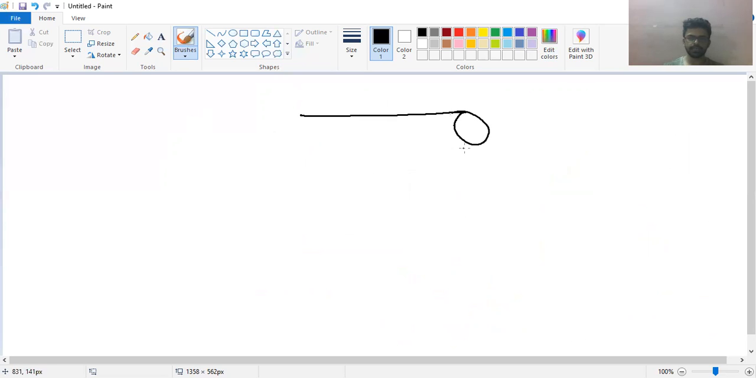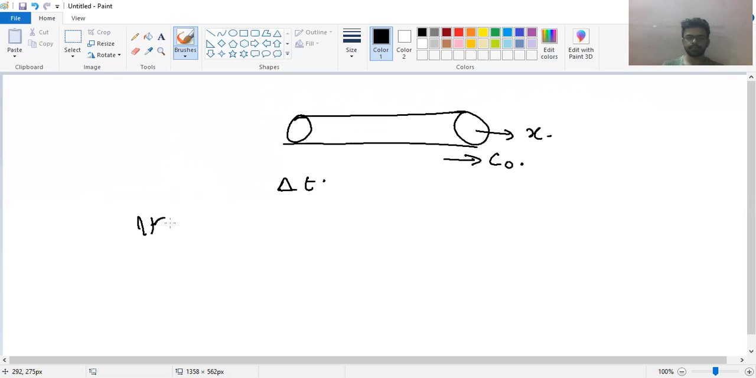Suppose this is an area through which a wave is going on. This is our x direction. The velocity is c naught. So in time delta t, some amount of time, understand the condition properly.